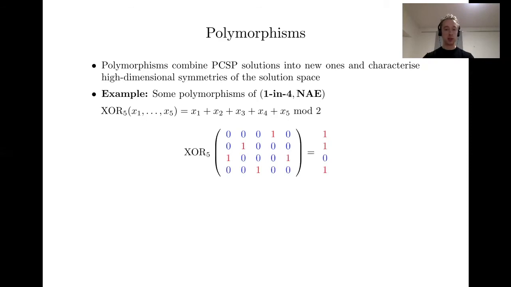A function is a polymorphism whenever we take columns from the first template and apply the function to each row, and we obtain an output that's a member of the second template. In the case of XOR 5, we can check that the following example works. Each of the columns contains exactly one 1 out of its 4 entries, so is a 1-in-4 tuple. And now we check what happens when we apply XOR 5 to each row. The first two rows have a single 1 in them, so the output is 1. The third row has two 1s, so the output is 0, and the fourth row has a single 1, so the output is 1. And indeed, our output tuple is an NAE tuple.